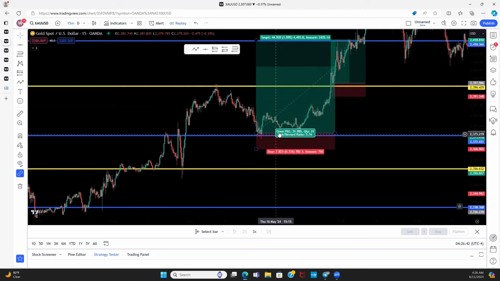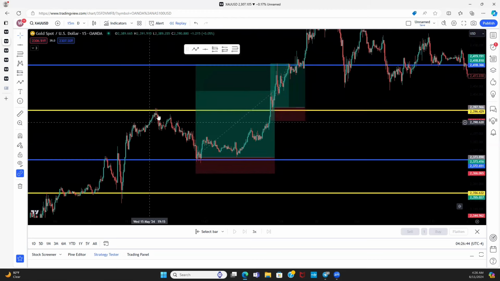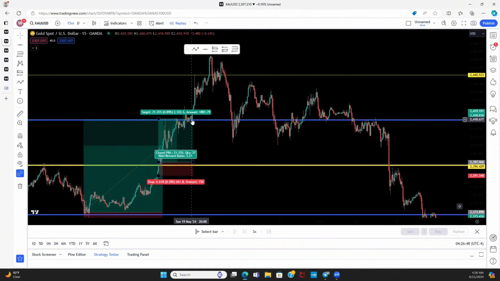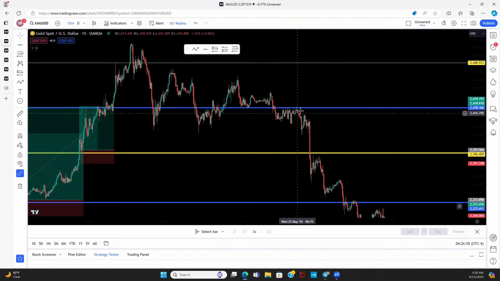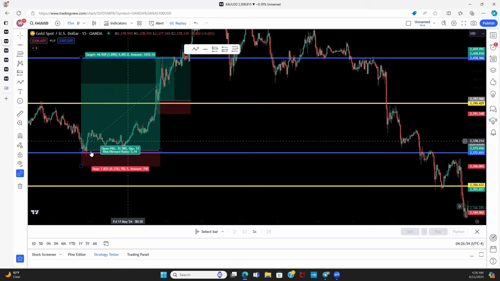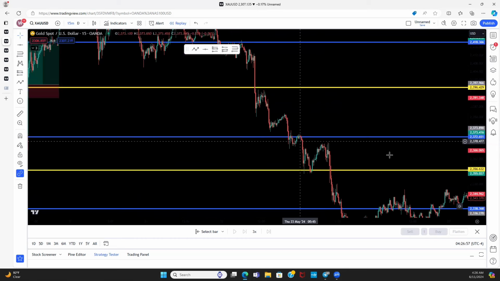Resistance level turned to support. Resistance level turned to support. And then back, support to resistance. Support to resistance.